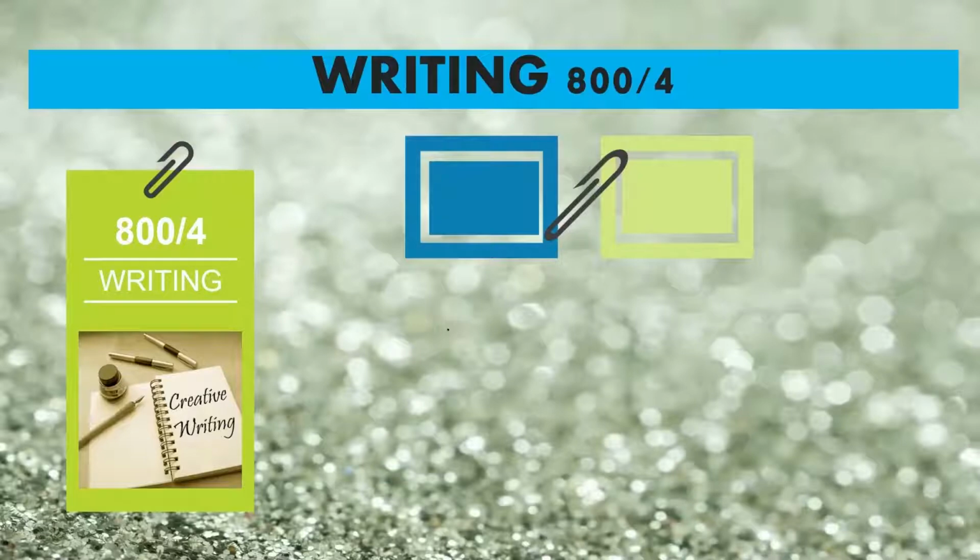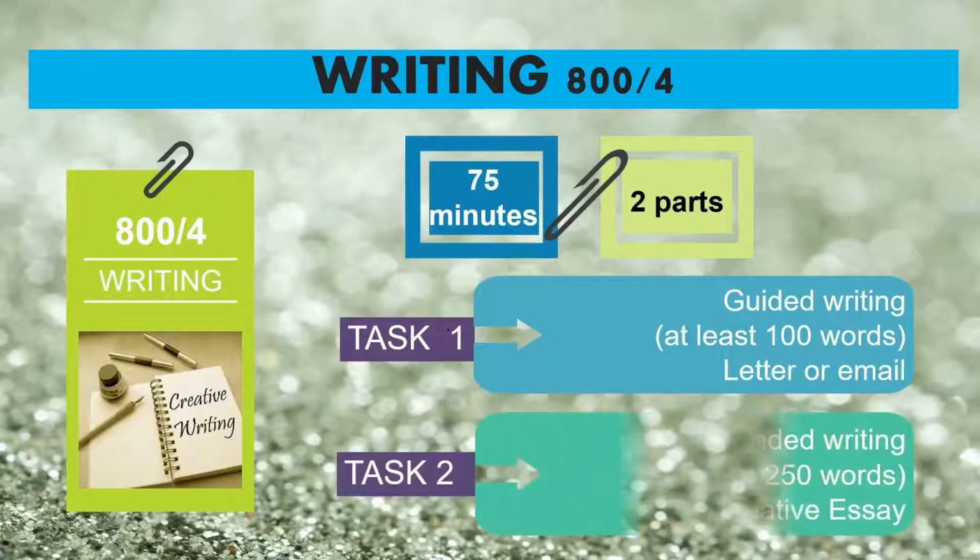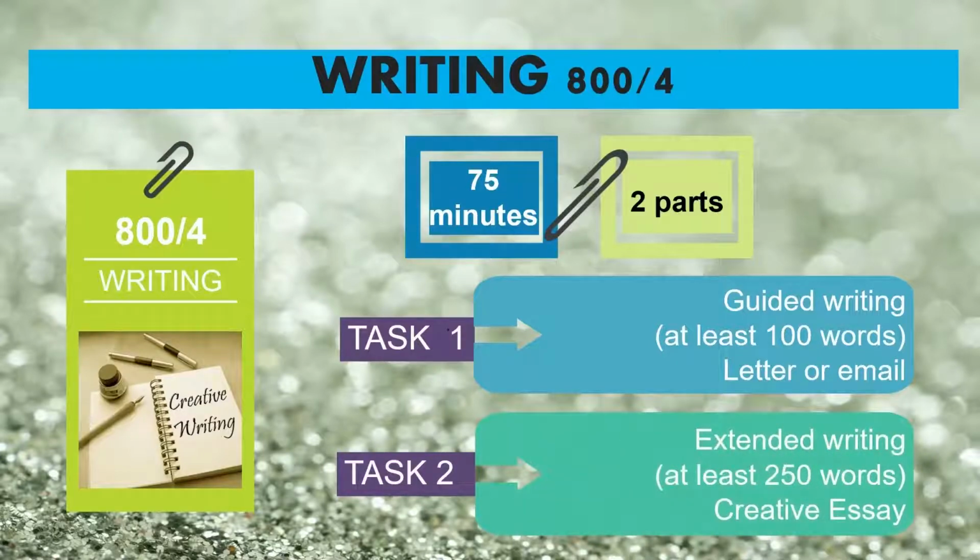In the writing component, you will be given 75 minutes to answer 2 parts of the writing questions. In task 1, there will be a guided writing. You have to send a reply to an email or a letter, and you have to write at least 100 words. Task 2 is the extended writing, or we call it creative writing, and you have to write at least 250 words.